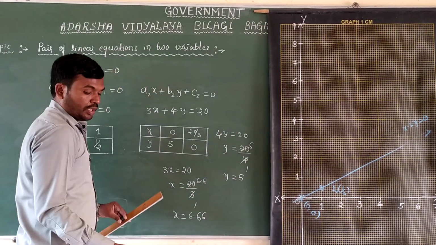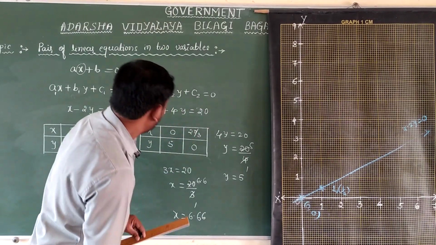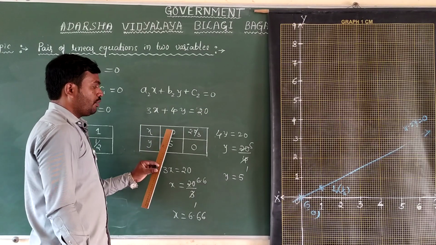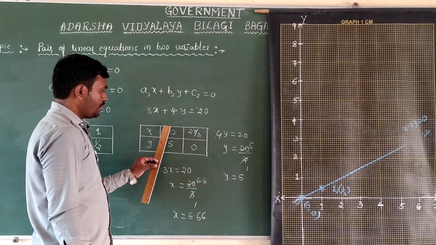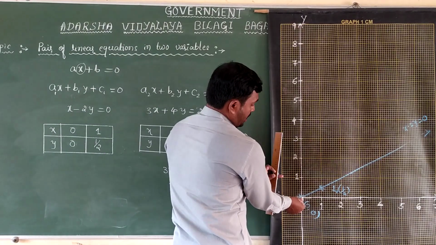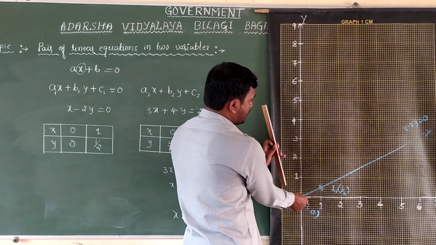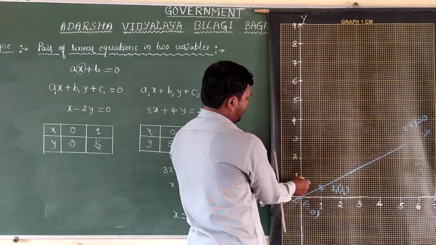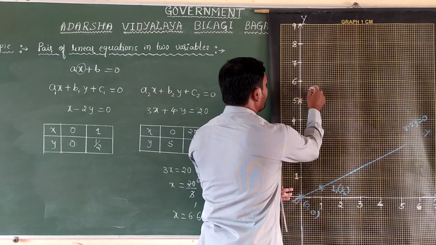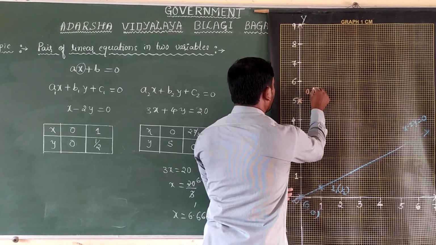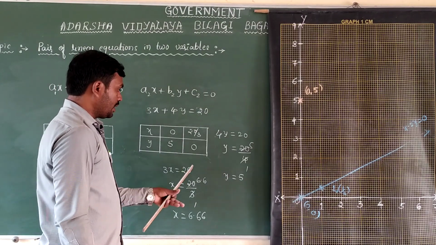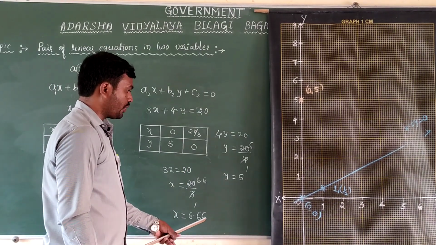In the same way, let us plot the graph of 3x plus 4y equals 20. Here I have calculated the values for x and y. The first values are 0 and 5. I will plot this one. X is 0 means here itself. Y is plus 5, so we have to count plus 5: 1, 2, 3, 4, 5. So this is our first point, 0, 5. Then we will plot the second one, 20 by 3, which is 6.66.